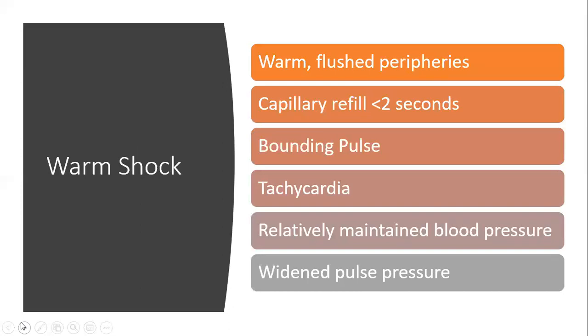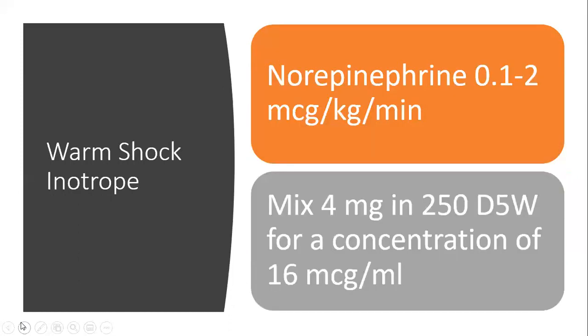Your warm shock. All shock is bad, but this isn't quite as bad as your cold shock, but we still need to be intervening, because you will end up in big trouble with these little kiddos, because they have probably already compensated as long as they possibly can. The warm shock, they're going to be warm flushed peripheries, capillary refill less than 2 seconds, bounding pulses, tachycardia, relatively maintained blood pressures, and widened pulse pressure. With these guys, you're going to go ahead and start with the norepi, and it's 0.1 to 2 mics per kilogram per minute. You're going to mix 4 milligrams in 250 of D5.